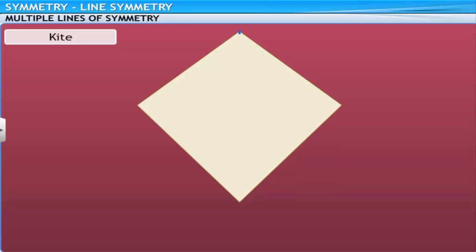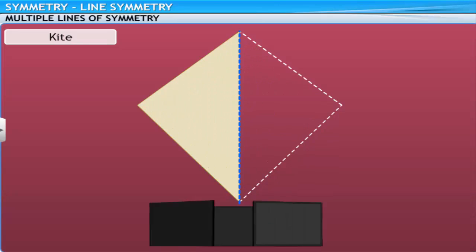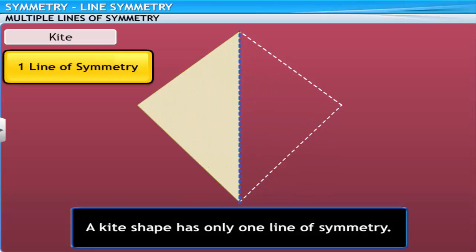Now, consider this vertical line. Let us see if this is a line of symmetry for the kite shape. As the vertical line divides the kite shape into two identical halves, it is a line of symmetry for the given shape. If you try folding a kite in different ways, you will see that only the vertical line passing through its center divides it into two identical halves. Thus, we can say that a kite shape has only one line of symmetry.